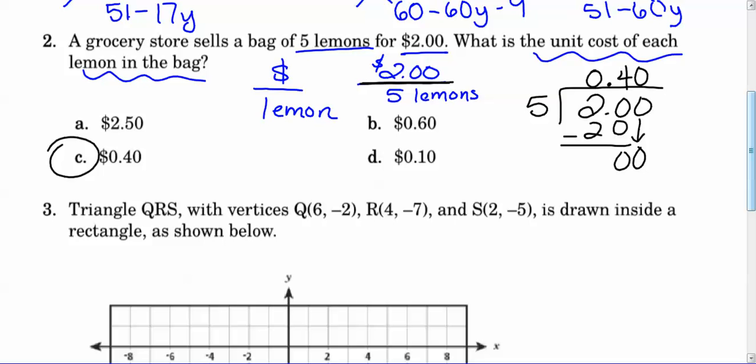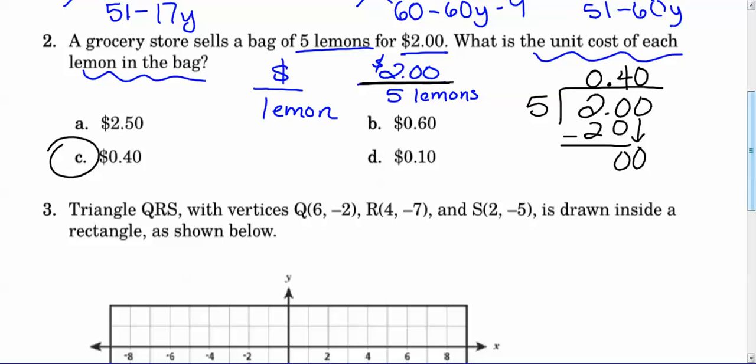Choice A doesn't make any sense because if you had 5 lemons that are $2.50 each, there's no way you're going to pay $2, right, if 1 lemon's more than that. 60 cents, that would be $3 for 5 of those lemons, and 10 cents each, you know, that would only cost you 50 cents. So hopefully you have no problem with this type of question.